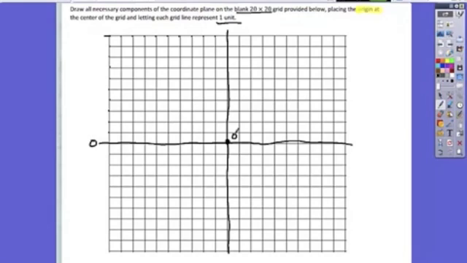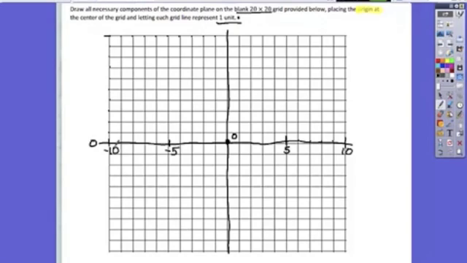Now it says I need to draw necessary components, meaning I need to know how big each square is. If I remember from up here, each square is 1 unit. I'm going to go 1, 2, 3, 4, 5, 6, 7, 8, 9, and here we have 10. Going to do the same thing to the negative numbers on my x. 1, 2, 3, 4, 5. Remember that is a negative 5 though because we're to the left of 0. Negative 6, 7, 8, 9, and here I have that negative 10.